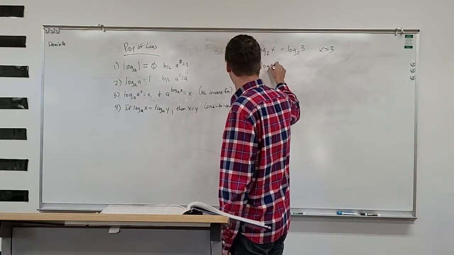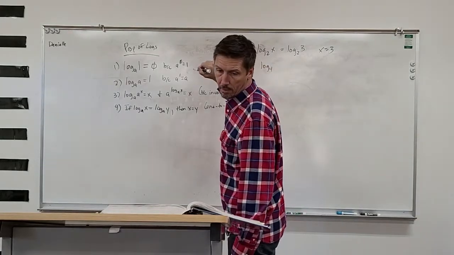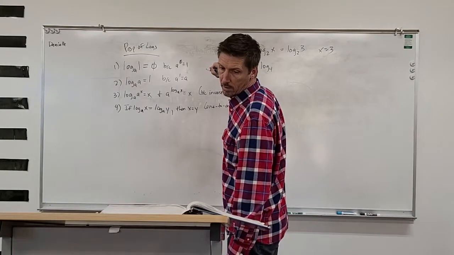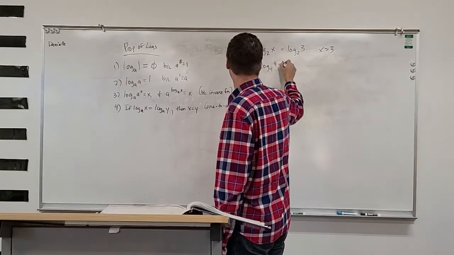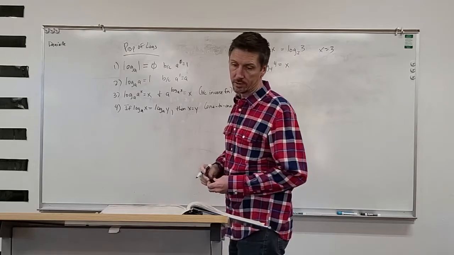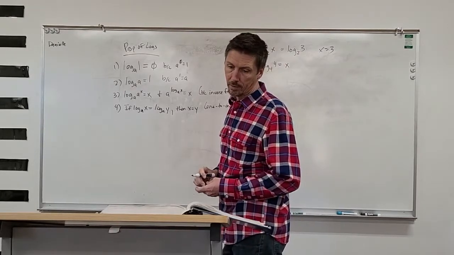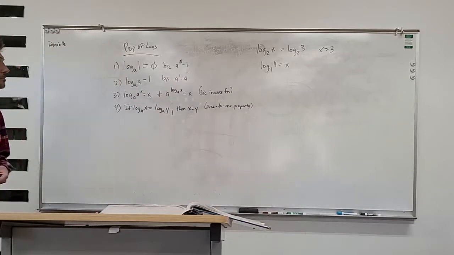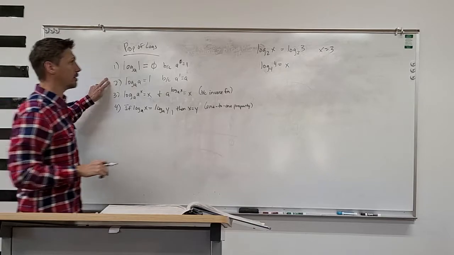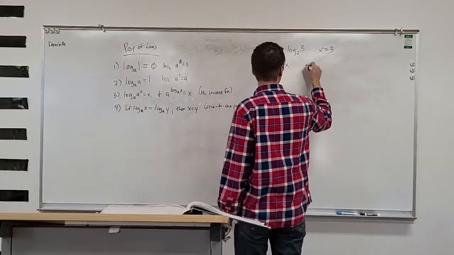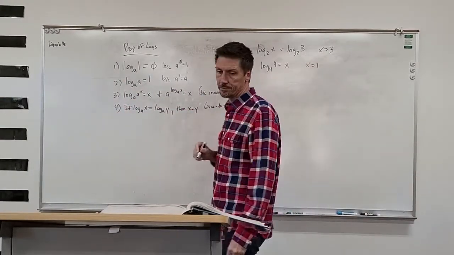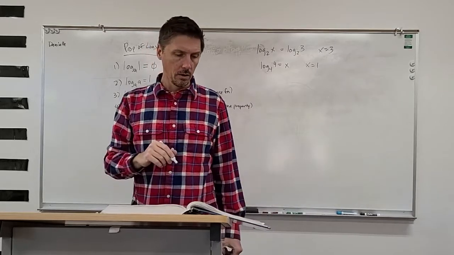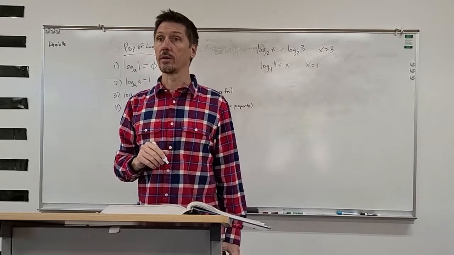What about this one here? Log base 4 of 4 equals x. And so what is x? 1. That's based on this property here, right? Log base A of A equals 1, so x equals 1, because 4 and 4 are the same.